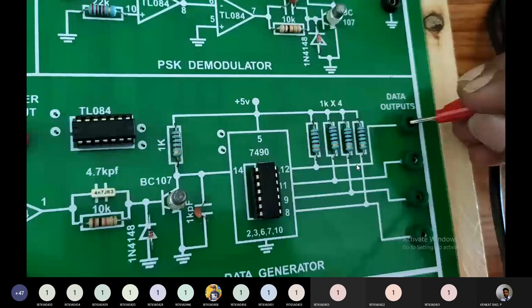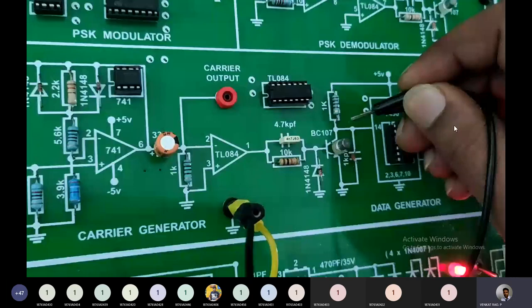One input and point, you can clearly observe this. Already data input is connected to CRO. Next, I am connecting the second probe of CRO to this clock signal. Here the clock is generated, but actually there is no probe here. Just I am touching this CRO probe to this point, and I am going to observe the comparison of input with the clock pulse.